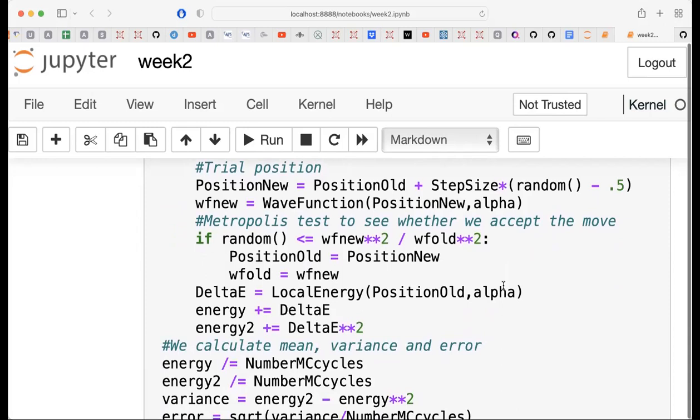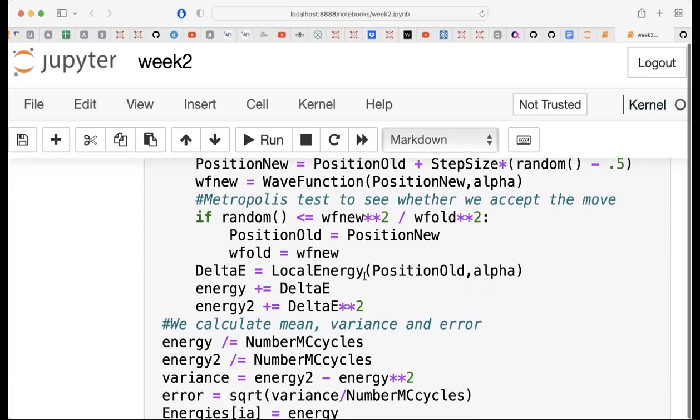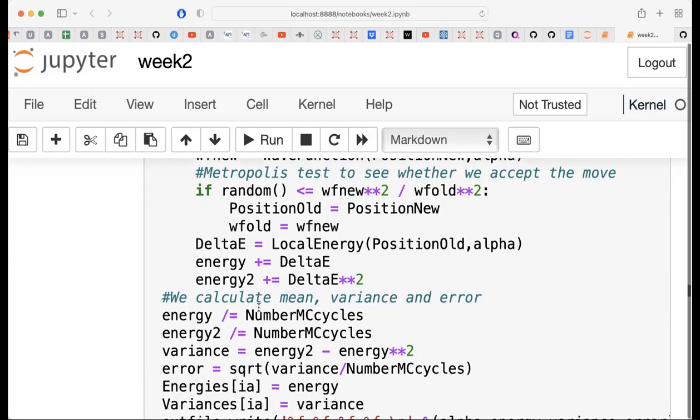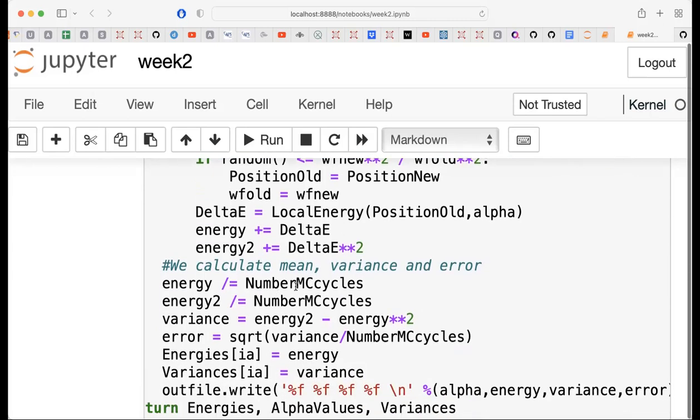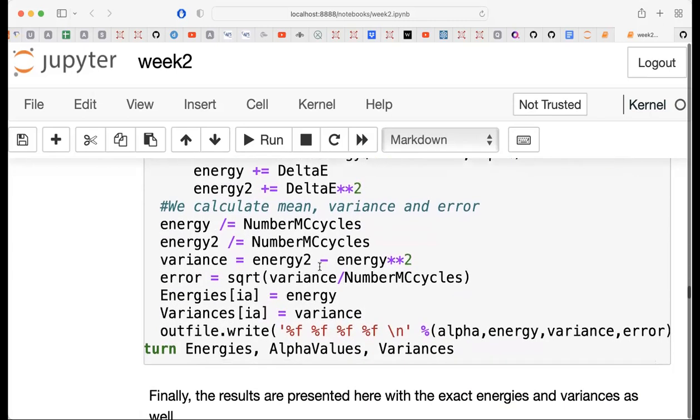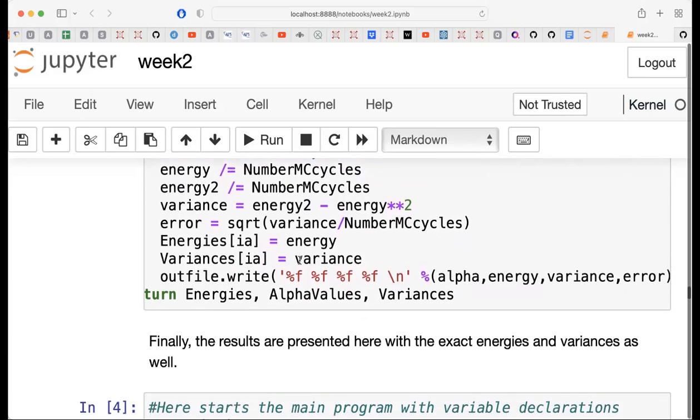So what you see here is now my Markov chain Monte Carlo implementation with a Metropolis test in order to accept the new position or reject it. So if this random number is smaller than a given number, then I accept it. And then I set the old one equal to the new. I calculate my new contribution to the energy. I update the expectation value of the energy and the expectation value of the energy squared. And then I divide by the total number of cycles, calculate the variance and the expectation value of the energy, and then make the plot.